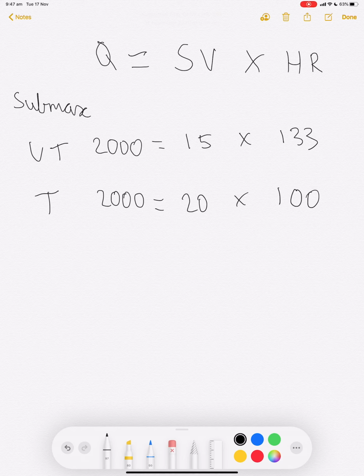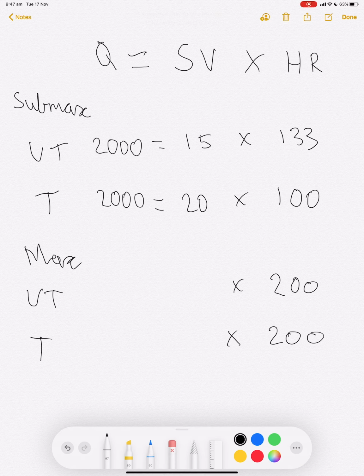Then when we get to the maximal intensity, we know that at max, our max heart rate should be about the same. So let's say it's a 20-year-old, 220 minus your age, and we've got a heart rate for both the untrained here and the trained here at 200 beats. Now, the difference here is, same max heart rate, but we're still going to have different stroke volumes. So let's say that the untrained individual will roll with the 15 mils per beat, and we'll roll with the 20 mils for the trained.